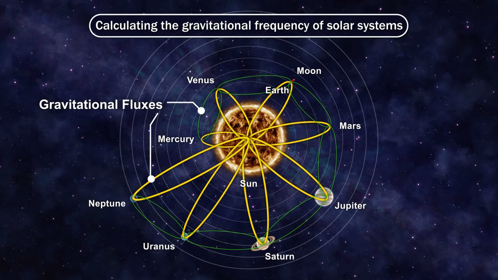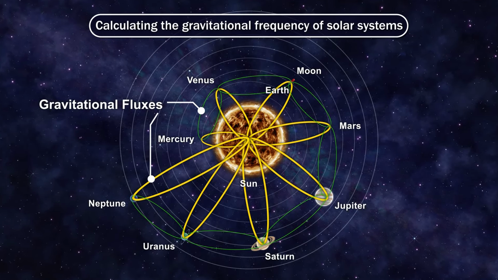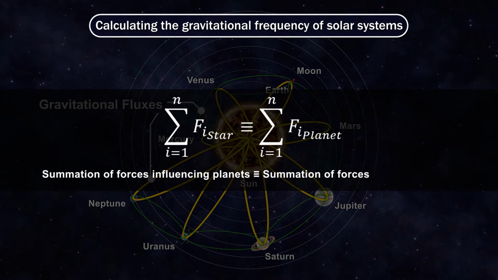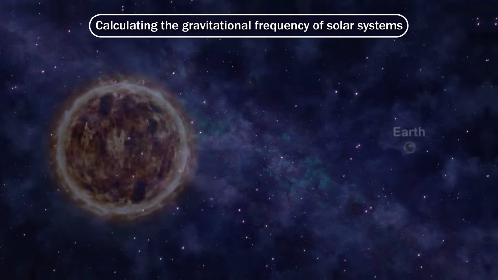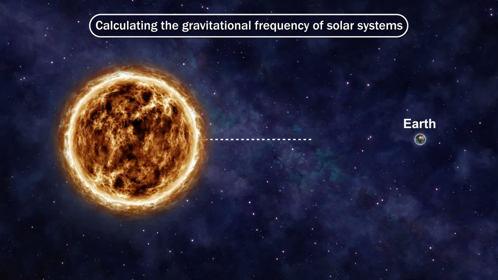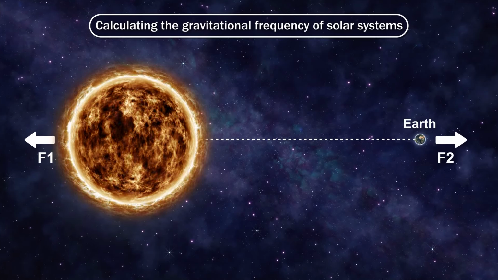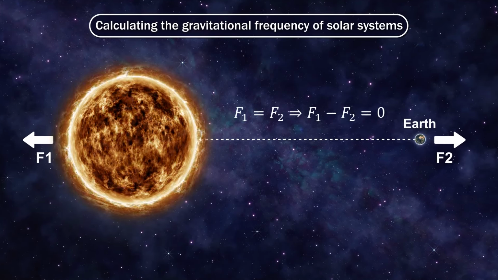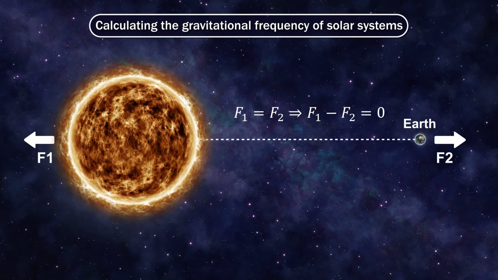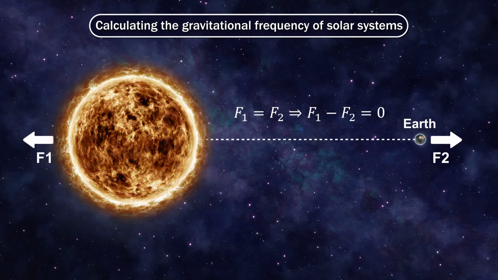So, for the structures whose orbits have been balanced, the following relations can be considered. Summation of forces influencing planets is equivalent to summation of forces influencing stars. By considering the balance of the planet and the central star, it can be said that the effect of these two forces on each other is always the same and its value is equal to 0.